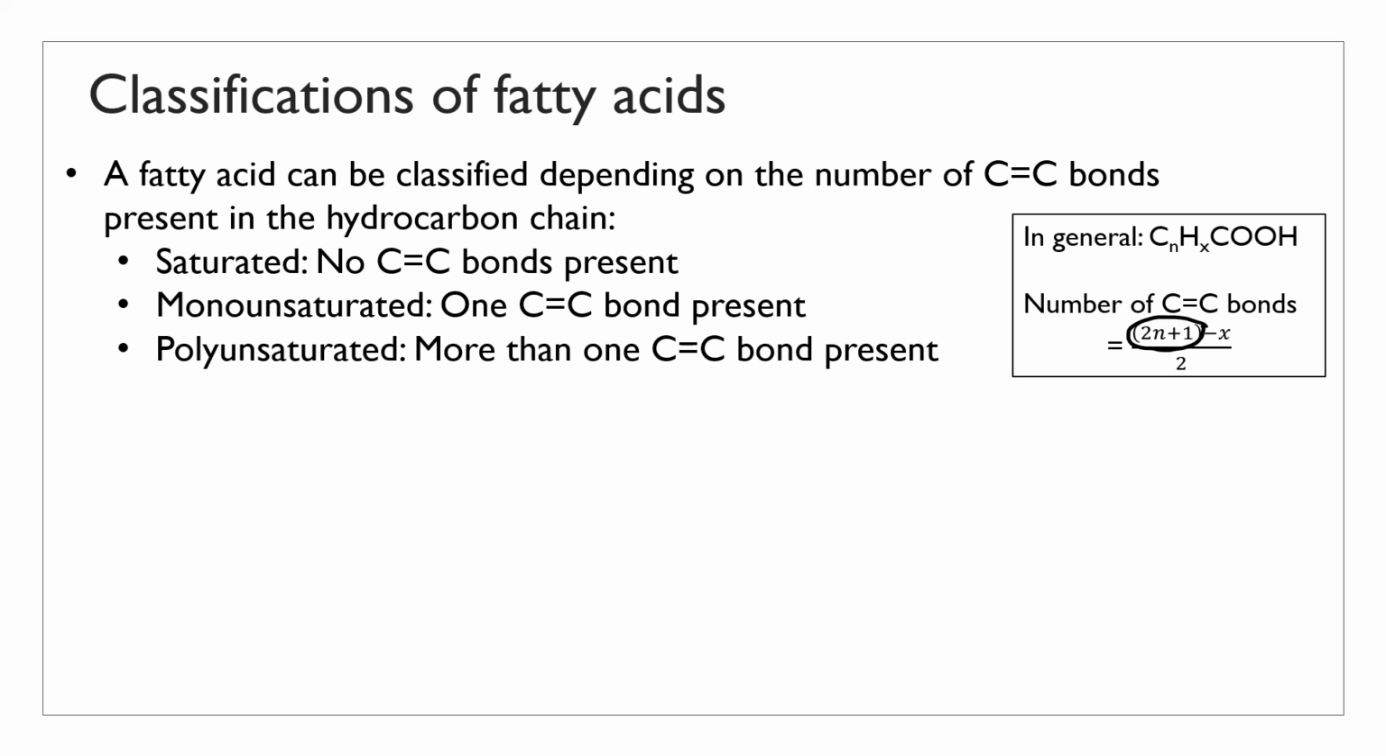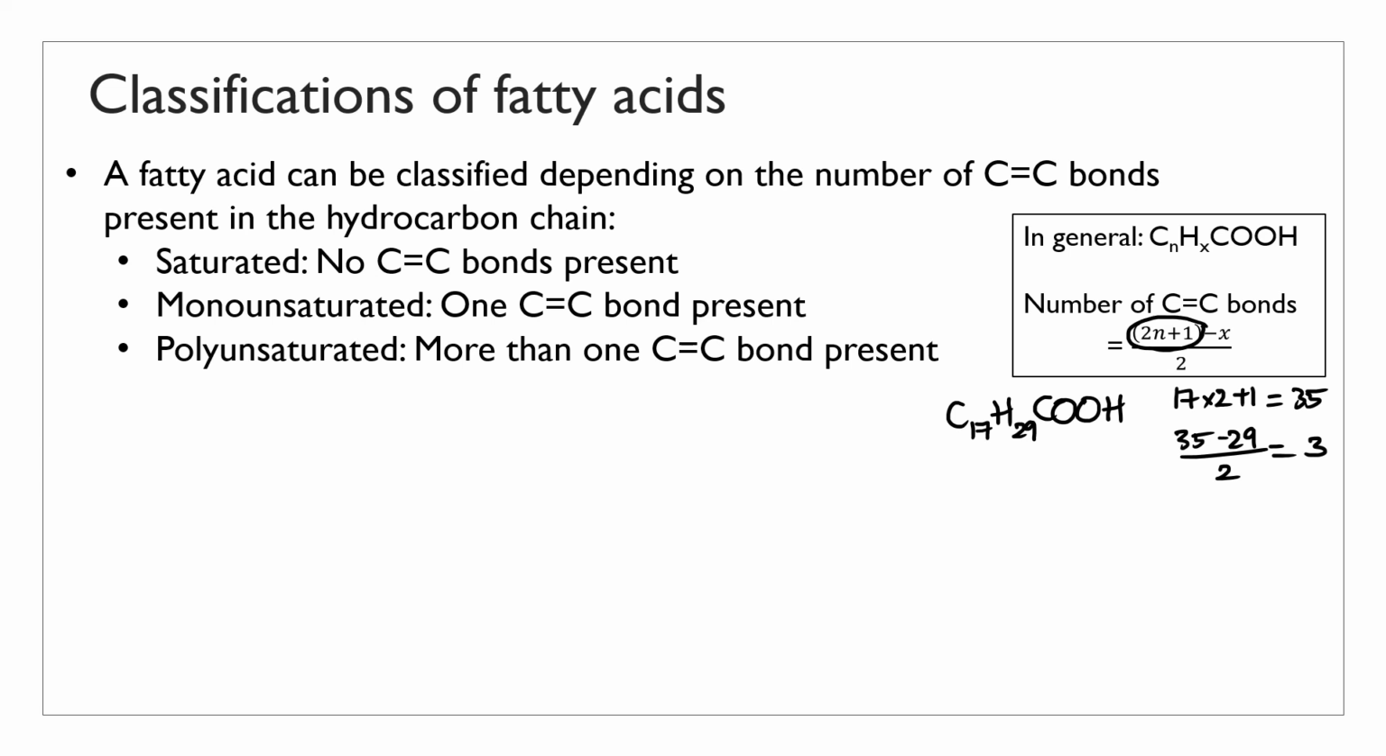So in the case of the previous example, if I have C17H29COOH, let's say I just give you this formula and you don't have it in the data book, you should still be able to work out how many carbon-carbon double bonds are present. So 35 would be the maximum number of hydrogen that you can have, and then 35 minus 29 is 6, divided by 2 to give you 3. So that would be the number of carbon-carbon double bonds present in the hydrocarbon chain of this fatty acid.